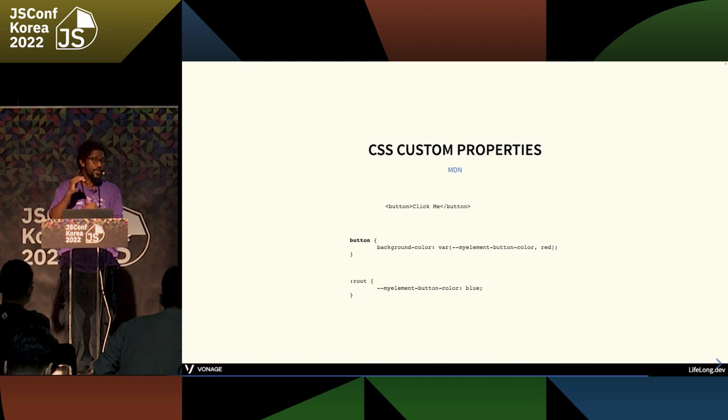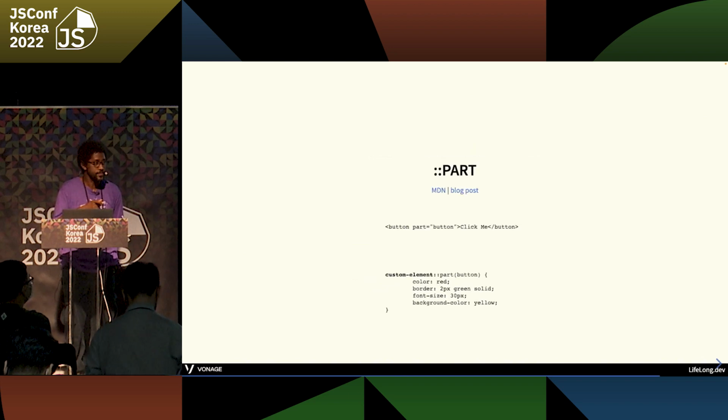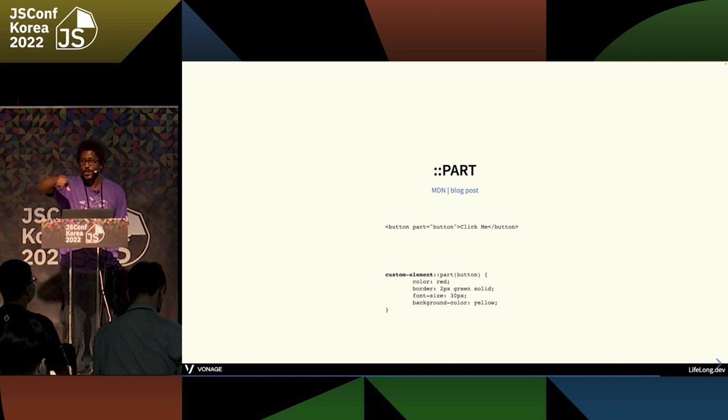Or maybe you don't want them to be able to change it. It's all up to you. But there's also the part. Who's heard of part? See, that's awesome, right? Super cool. So same example, except you name your thing, you put part, and then you just give it the name of part. So like button, I just called it button because that makes sense. But you can call it Isaiah. I don't know, call it whatever you want.